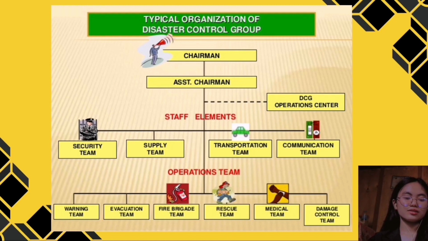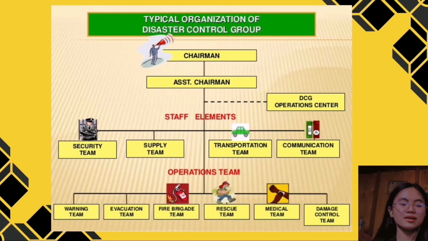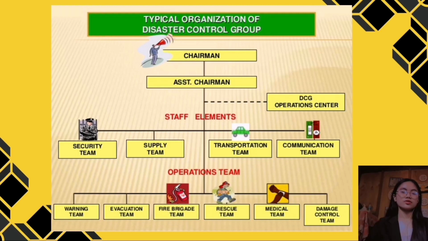The number 7 is to initiate supervised safety training for employees. The last one, they need to develop and maintain a disaster plan and organize such emergency units as may be necessary to handle disaster situations pursuant to the Emergency Preparedness Manual for establishments of the Office of Civil Defense. So that's all. I hope you learned something in this report and thank you.